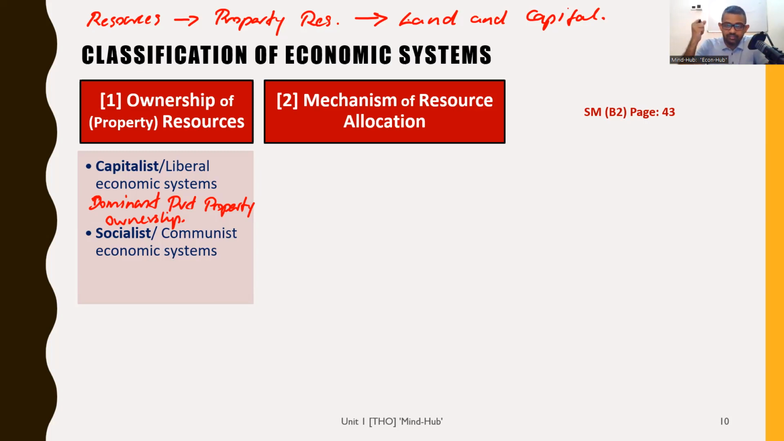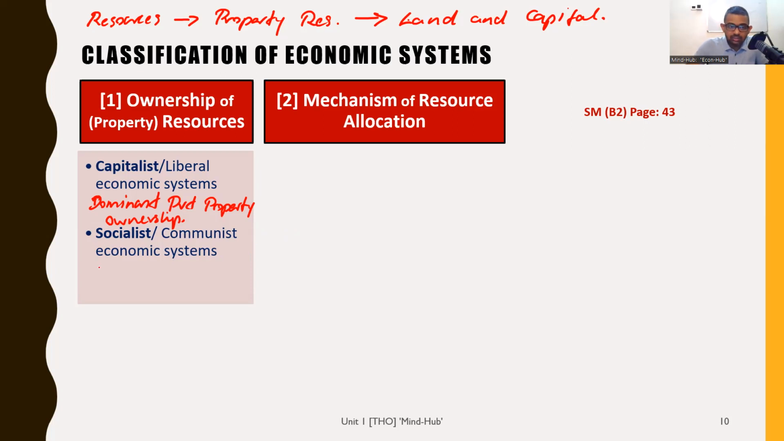Liberal meaning free. Because the private sector owns resources, they have the freedom to do what they want with it. Capitalist or liberal. But you have to be very careful. We only use the words capitalist or liberal economic system when we look at ownership of resources.